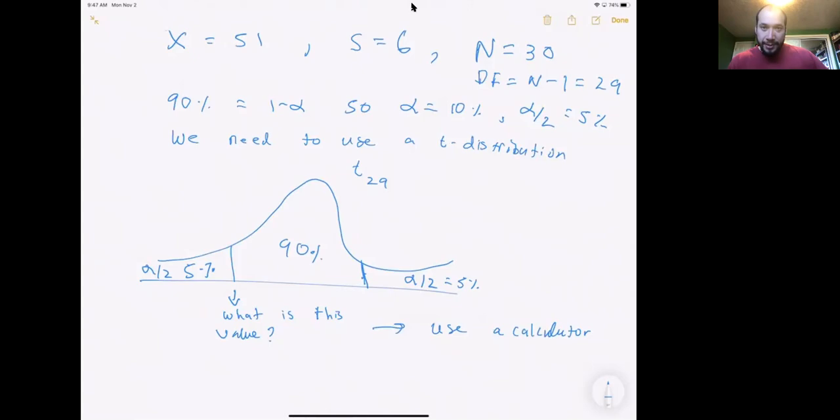So let me just stop the share for a second. And let's go to your calculator. Just give me a second.